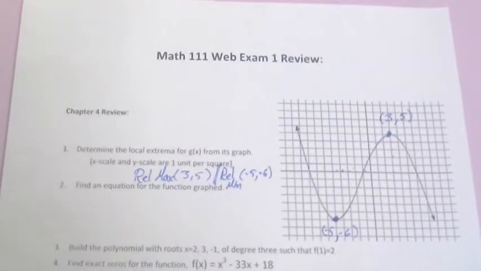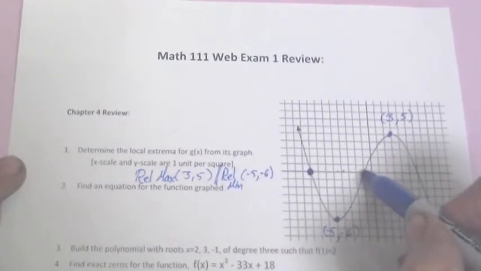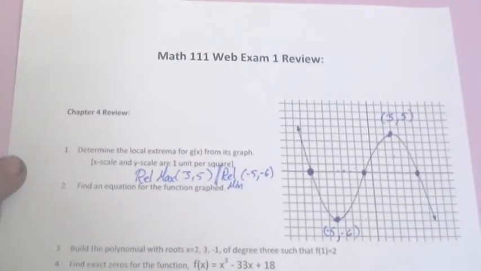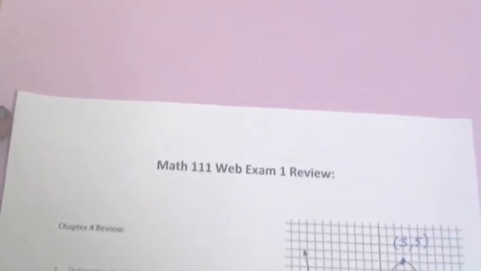To find the equation is a little bit more complicated. To find the equation, we want to find its roots. Its roots are going to be its x-intercepts. So its x-intercepts are negative 1. So I'm going to make a little note of that. x equals negative 1 is an x-intercept.